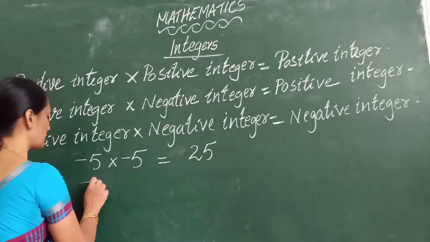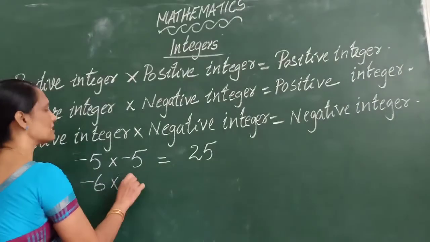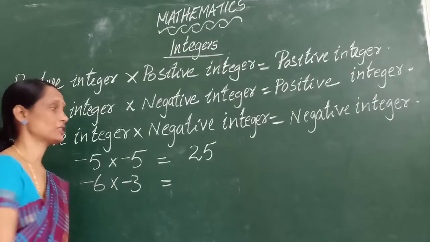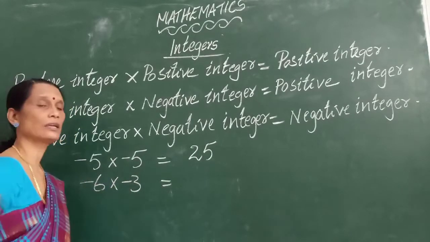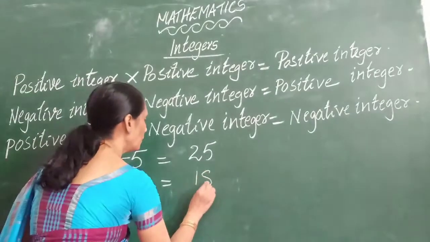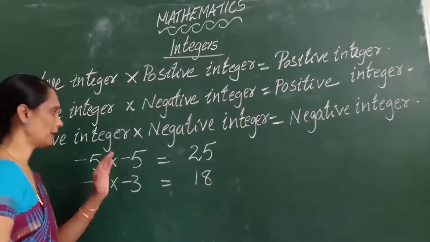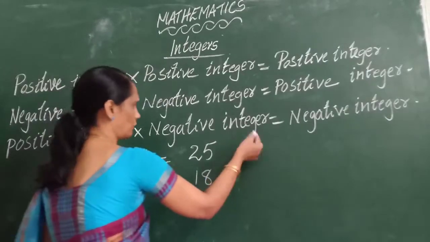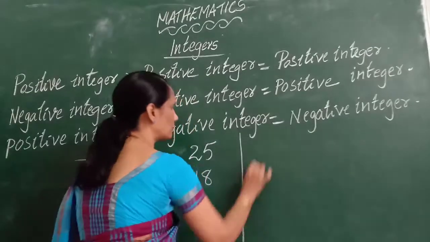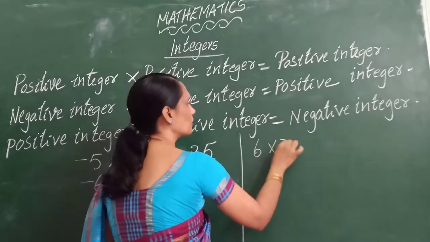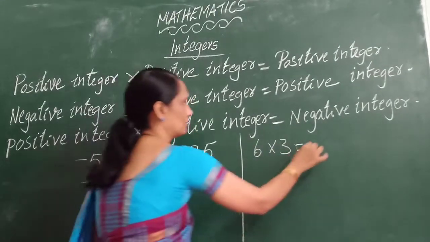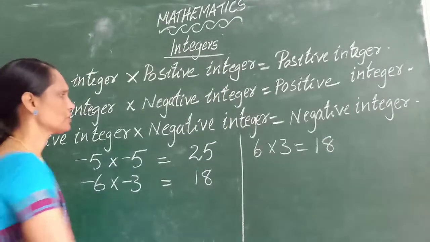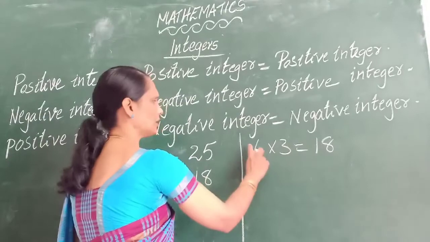Let us take one more example. Minus 6 into minus 3. Minus into minus? Yes, positive. 6 3s are 18. So, in case of negative into negative and positive into positive, that you already know because in whole numbers we do that one. 6 into 3, 6 3s are 18. Whole numbers multiplication we already learned. So, 6 3s are 18, a positive.